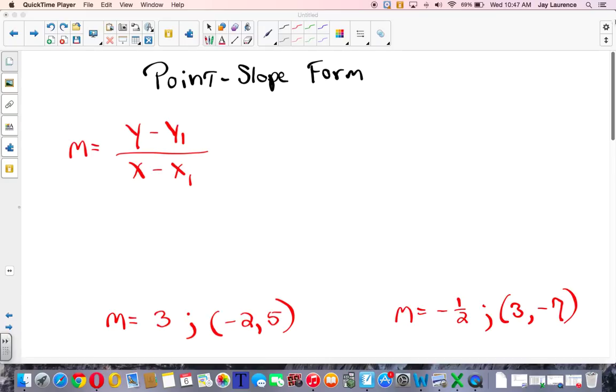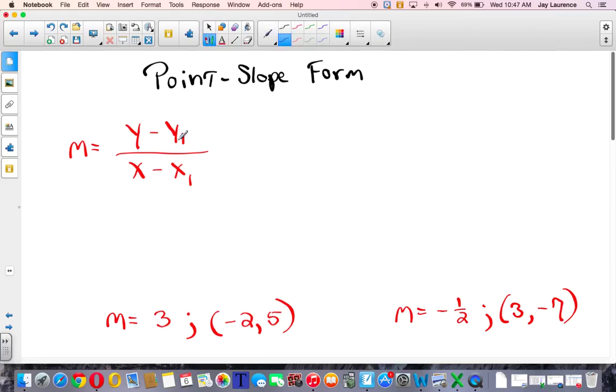Hello, algebra students. Mr. Lawrence here, and this is really like the last new thing we're going to learn for the year. The rest is practice and review and such. It's called point-slope form of a linear equation. You know slope-intercept form, you know standard form, you don't know point-slope form yet.